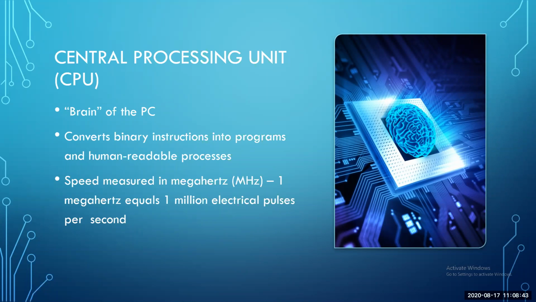CPUs are measured in megahertz, and 1 megahertz equals 1 million electrical pulses per second. That's 1 million different calculations it can do per second. And that's significant, right? That's very important to the performance of a computer. That, along with memory, will increase or decrease the performance of a PC, cell phone, whatever it may be, any of those computing devices.